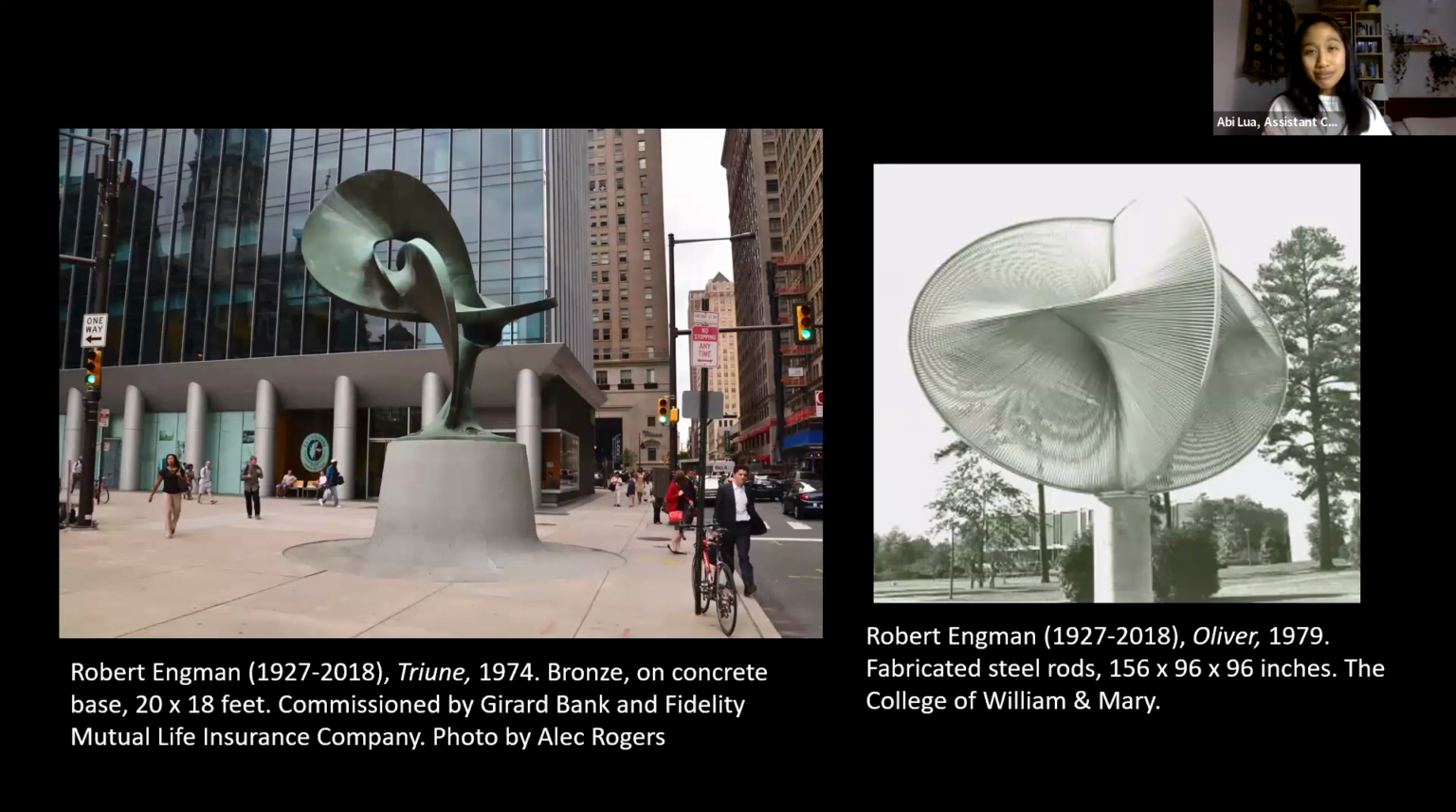And again, though this section is on materiality, as you can see in this photo, and as many of you know, Triune is situated within an urban environment, and many of Engman's sculptures are situated in Philadelphia, like UPenn's campus, for instance. So Engman is not only working with these metals or other materials associated with industry or the urban environment, but he's really working within it and thinking about his work within these spaces. Oliver, on the other hand, is at the College of William and Mary. And as I mentioned earlier, Oliver is named after the son of the chancellor who had commissioned this work to begin with.